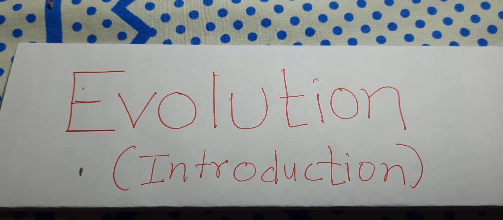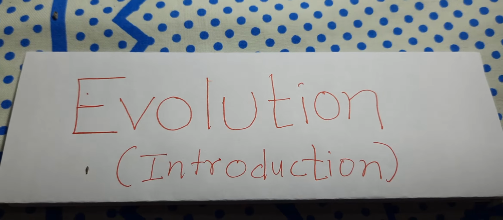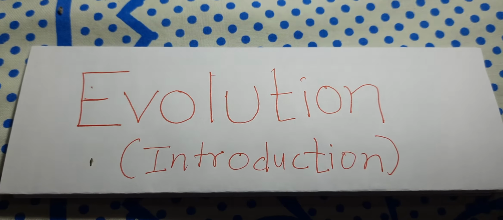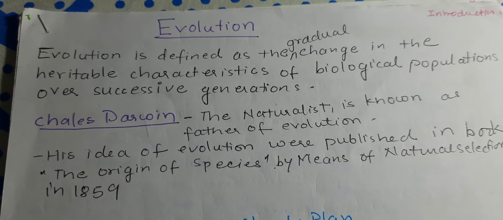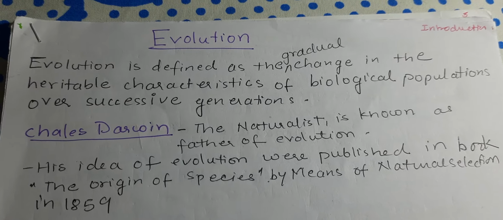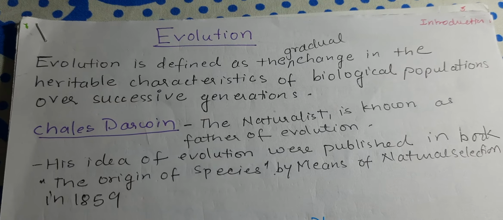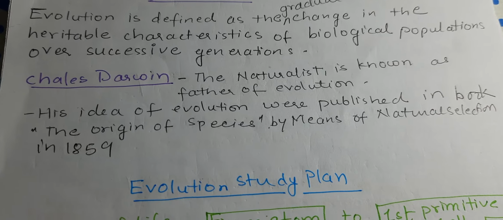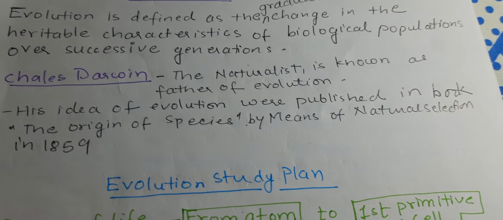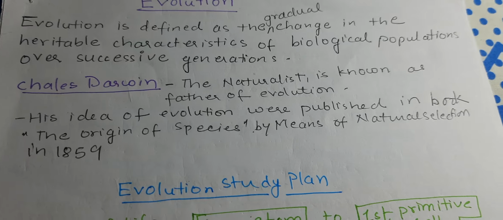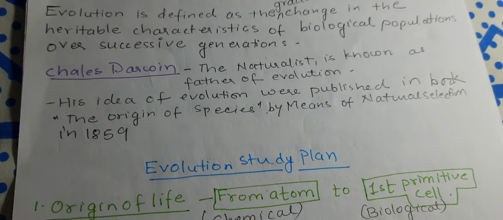Dear student, today we will discuss evolution, the introduction part, and here we will be discussing what all things we are going to study about the evolution. So, evolution is defined as the gradual change in the heritable characteristic of biological population over successive generations. Charles Darwin, the naturalist who is known as father of evolution, his ideas of evolution were published in the book The Origin of Species by Means of Natural Selection in 1859.